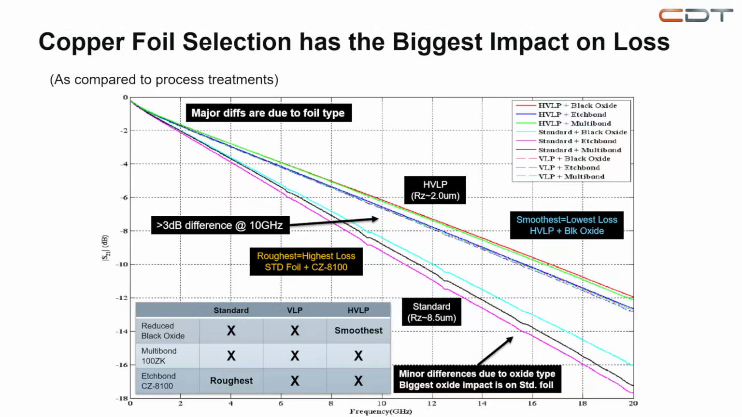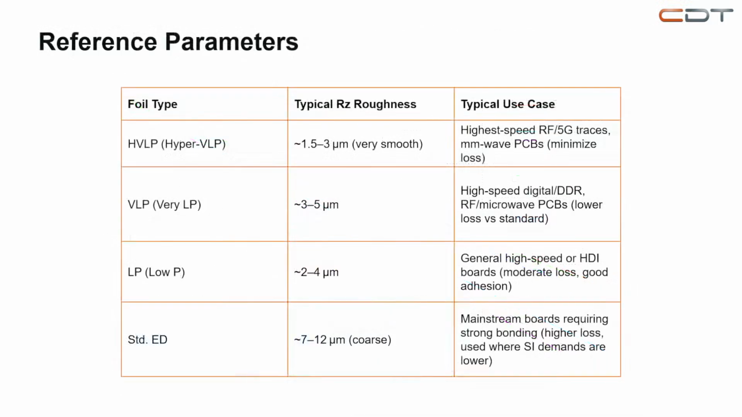You can see that the roughest material gives you the highest loss on standard foil and CZ 8100, but the smoothest foil gives you the lowest loss, and it's affected by using HVLP and black oxide. What are these abbreviations? I've made a small spreadsheet for you to understand.